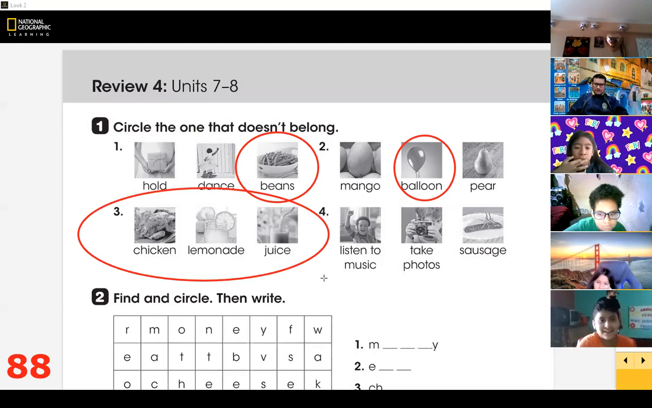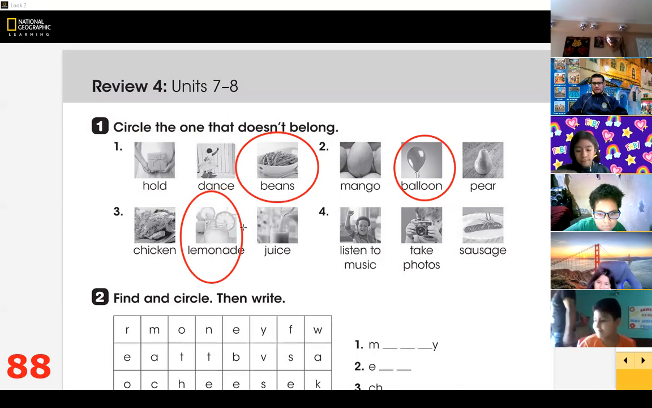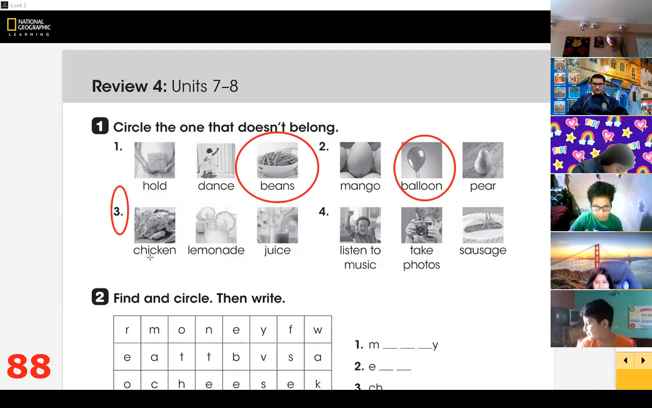Chicken. Yes, technically right. We have lemonade is a drink, una bebida. Juice is a drink, también es una bebida. Chicken is something solid, right?